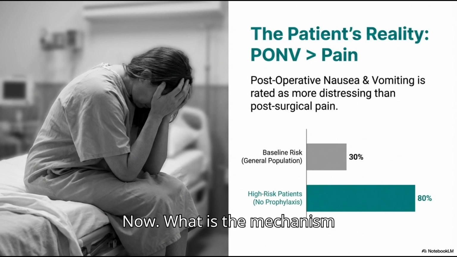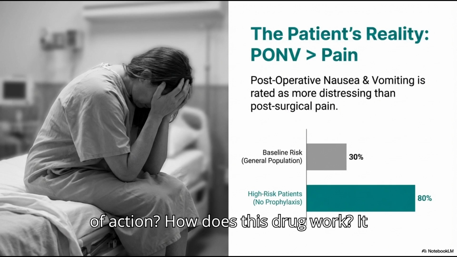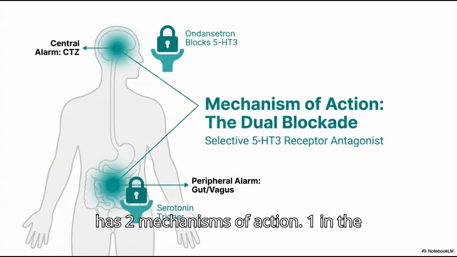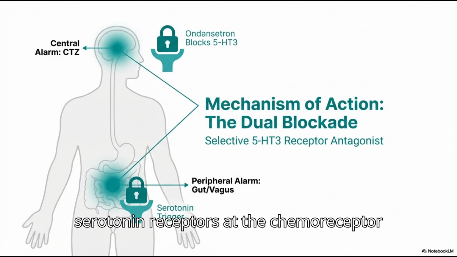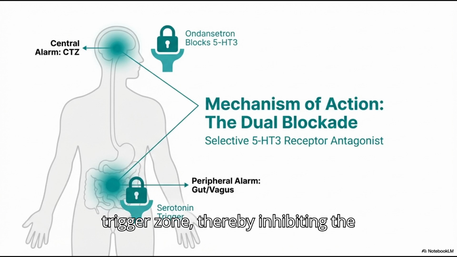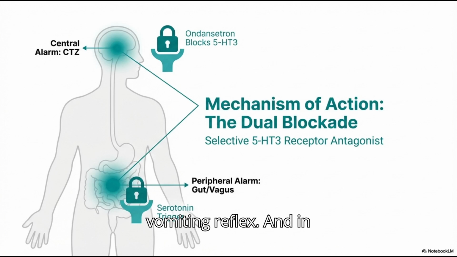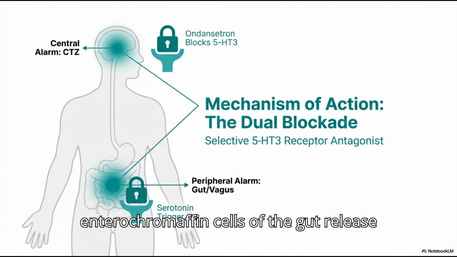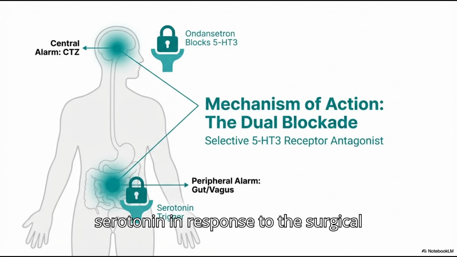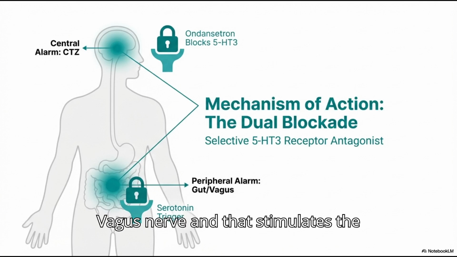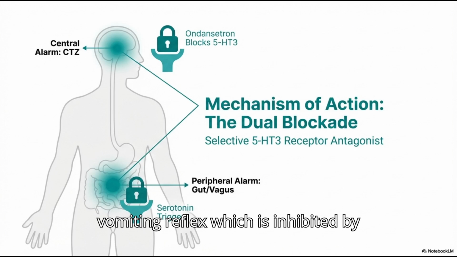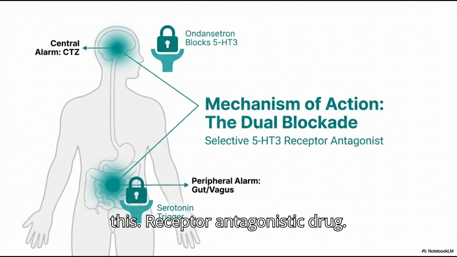Now, what is the mechanism of action? How does this drug work? It has two mechanisms of action. One in the center, in the central nervous system, it blocks the serotonin receptors at the chemoreceptor trigger zone, thereby inhibiting the vomiting reflex. And in the periphery, the enterochromaffin cells of the gut release serotonin in response to the surgical stimulus. This serotonin binds to the vagus nerve and stimulates the vomiting reflex, which is inhibited by this receptor antagonist drug.